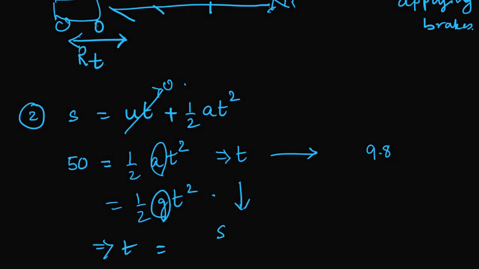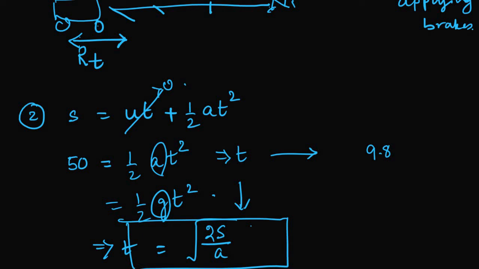t would be simply the square root of 2s by a, that would give you the formula. Now if a is g, then it is easier to find out. If it is not, then you can find out on your own. So we will be doing one question as a numerical in the next lesson.